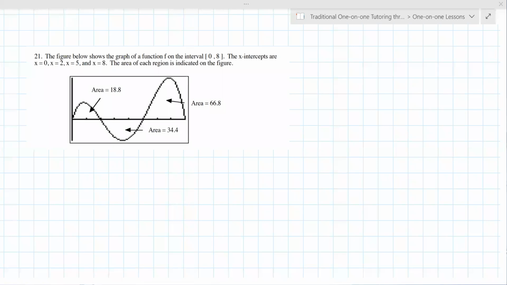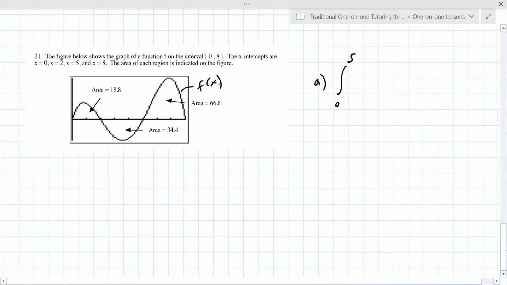So this is what they're trying to do here to help you out. They're trying to say this first region, we don't know what the curve is, but we know that it's 18.8. This is 34.4. And this is 66.8. All right. So there's a variety of questions here. The first one, part A, is the integral from 0 to 5 of f of x dx. So 0 to 5, we assume that's 1, 2, 3, 4, 5.